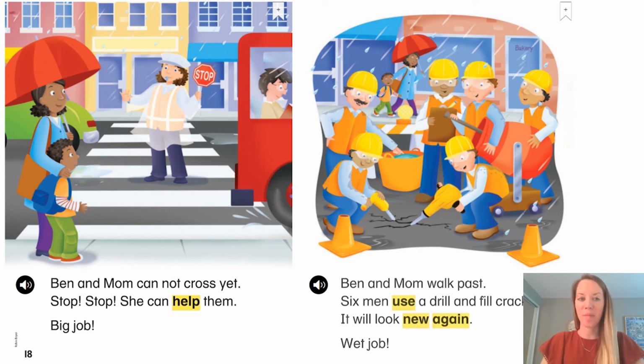Big job. I noticed somebody else providing a service. This person is helping them cross the street. Do you have somebody in your community that helps you cross the street?